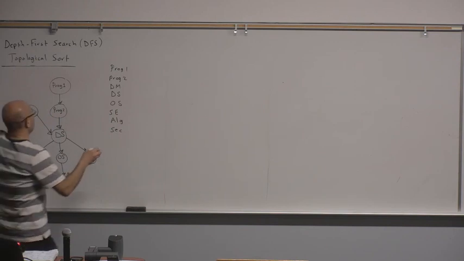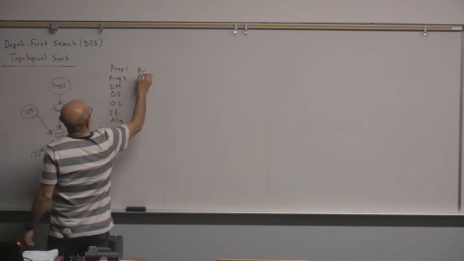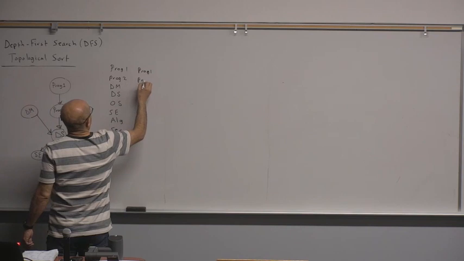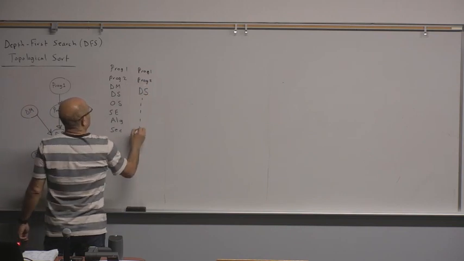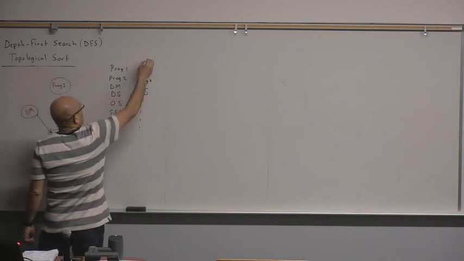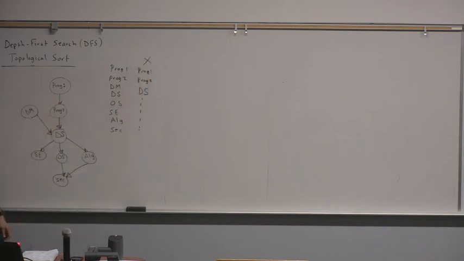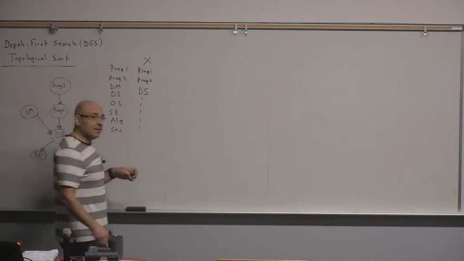But if you do something like programming 1, programming 2, data structures, this is an invalid order because it does not honor which requirement? Yeah, it doesn't satisfy the dependency of data structures on discrete math. So there is a dependency that is not satisfied here.